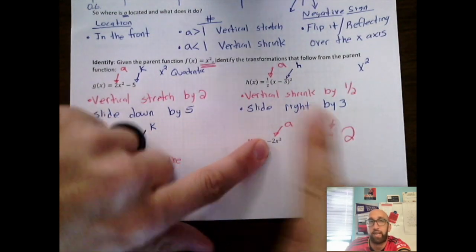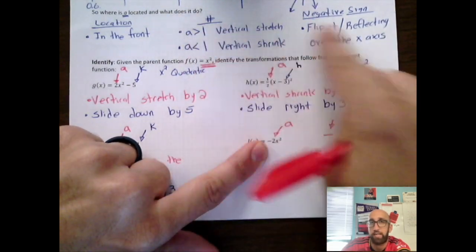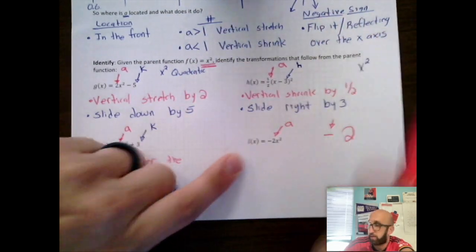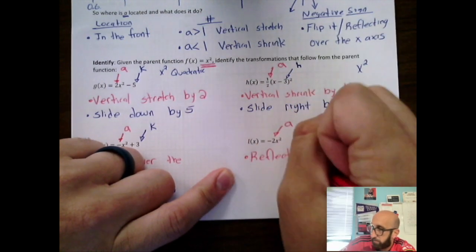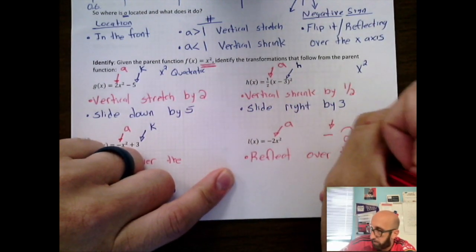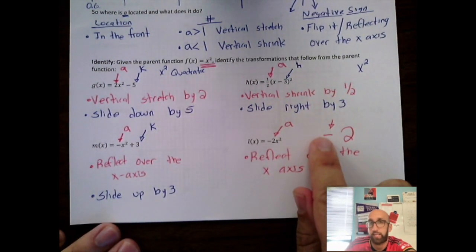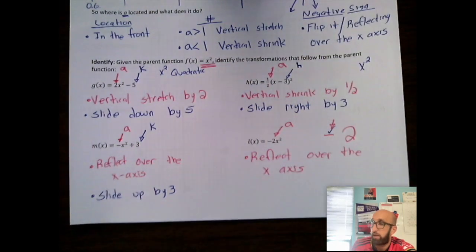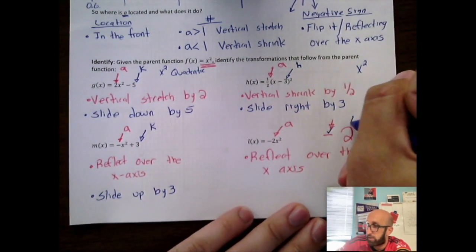Since I see a negative, I can skip straight past this, don't care about that yet. The negative sign is going to reflect it over the x-axis. So let's put that. Reflect over the x-axis. I have explained the negative part of this problem. What I've got to explain still is, well, what is the 2 doing?